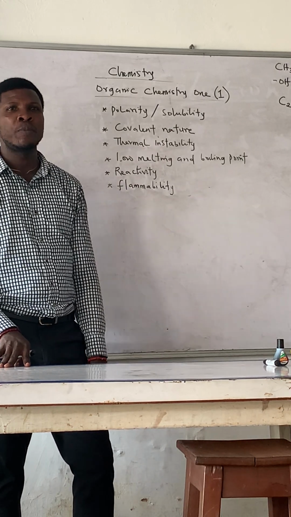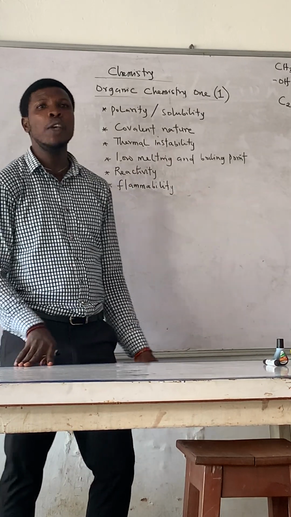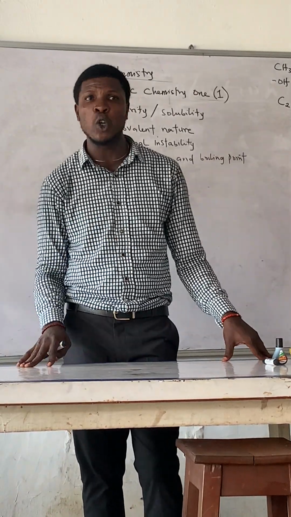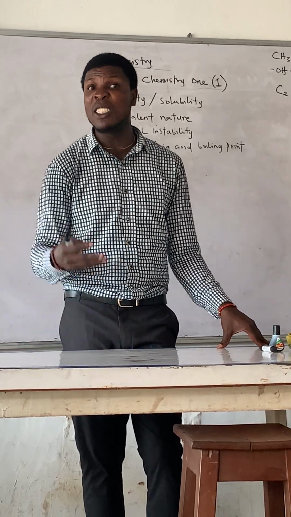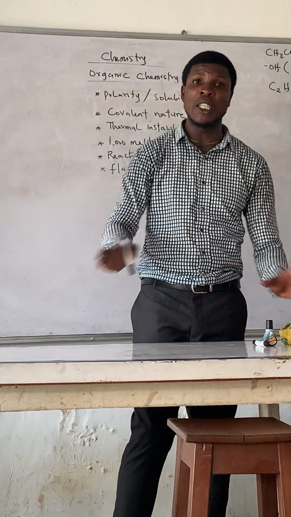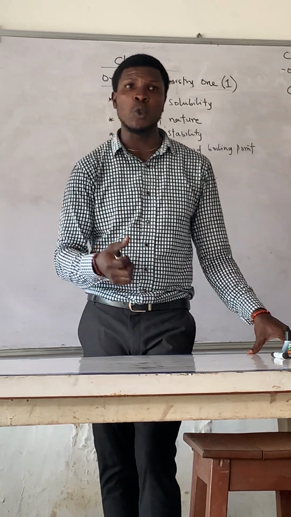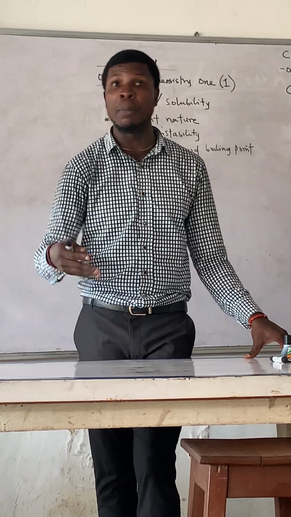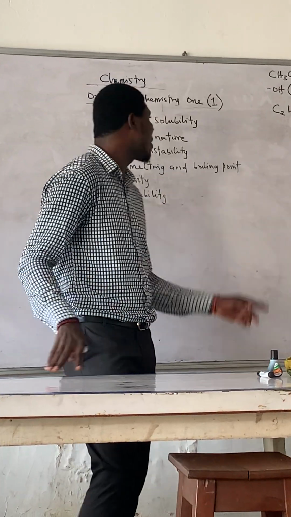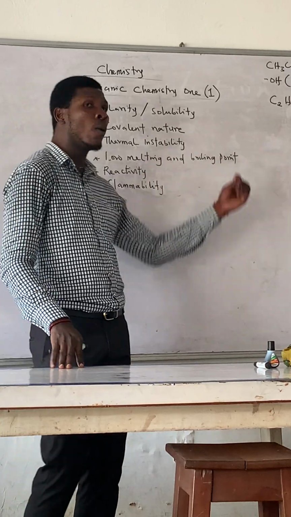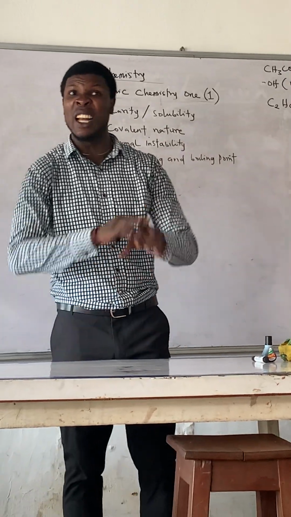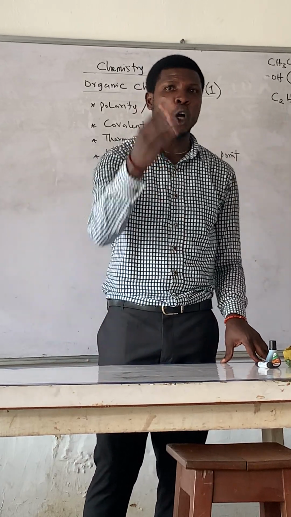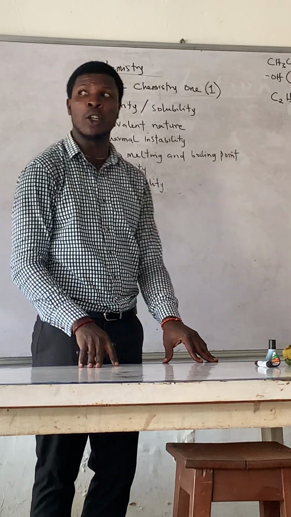So we now go to what we call low melting and boiling point. If I am referring to a compound with a very low melting point or a very low boiling point, it simply means that the bond has a very important role to play. Of course, when the bond is very strong, you have to heat to a very high temperature before that chain can be broken down. But when a compound has a very low boiling point, that means it is held by weaker intermolecular forces of attraction. Of course, we are talking about the Van der Waals forces of attraction.